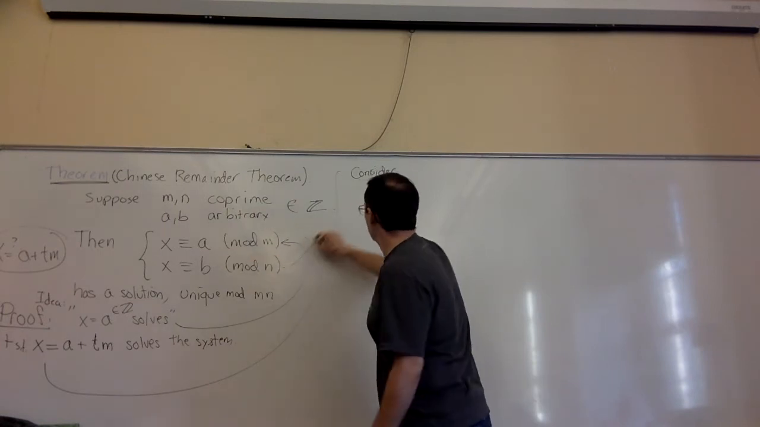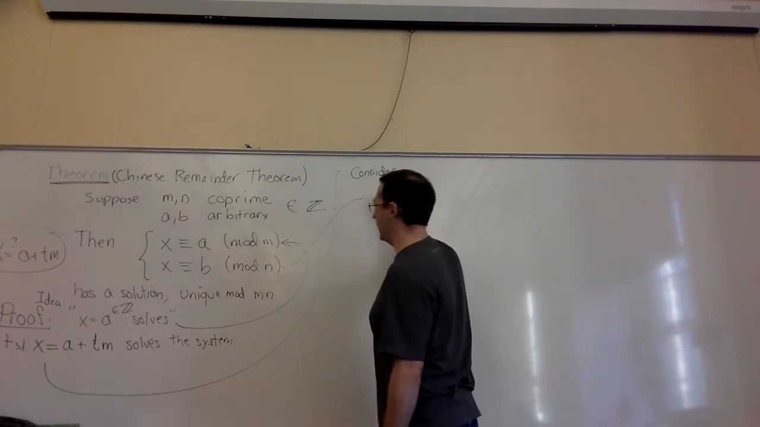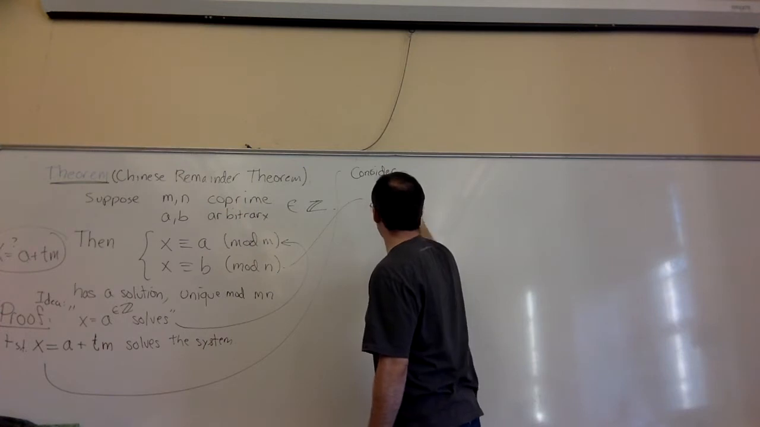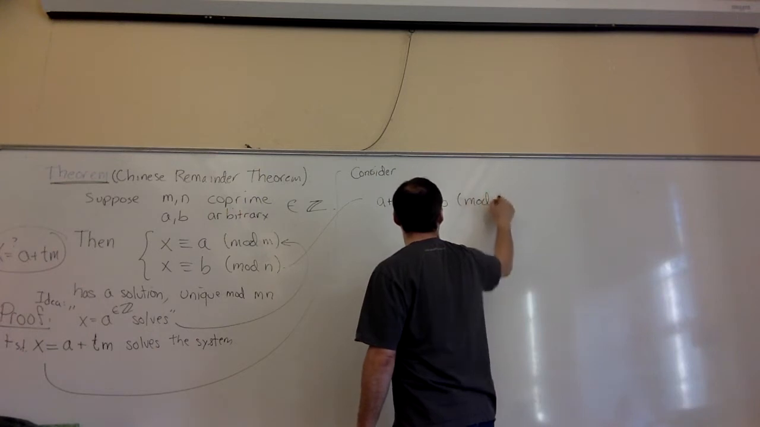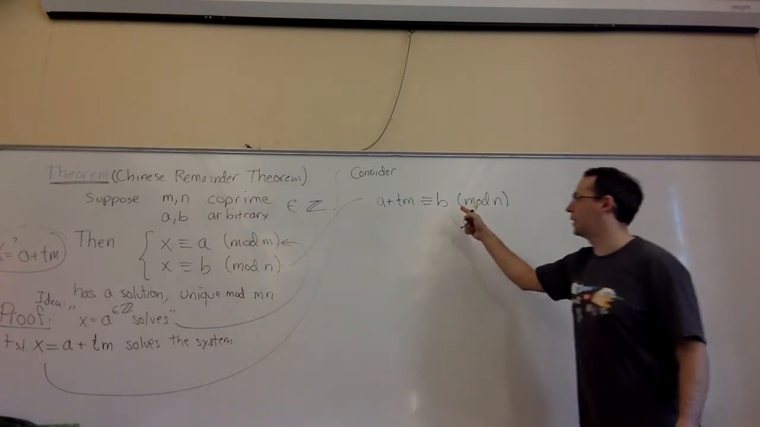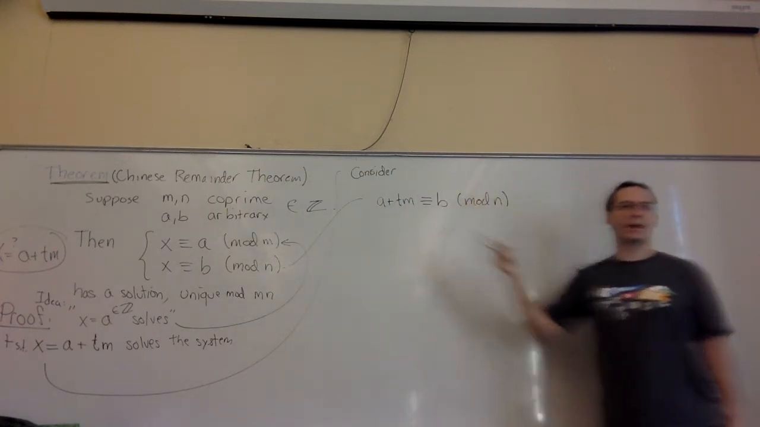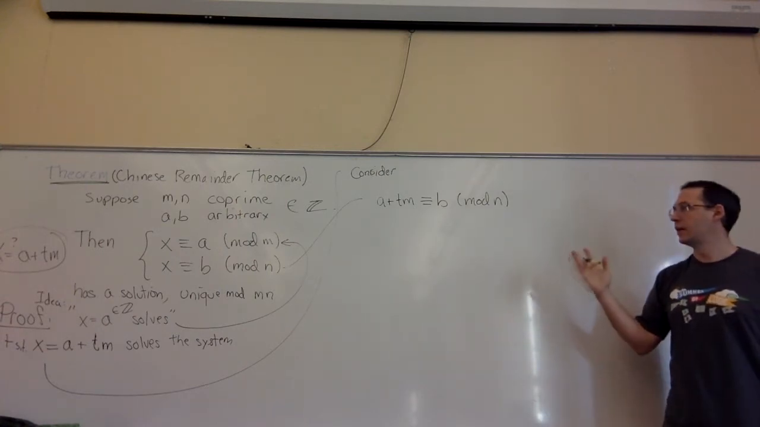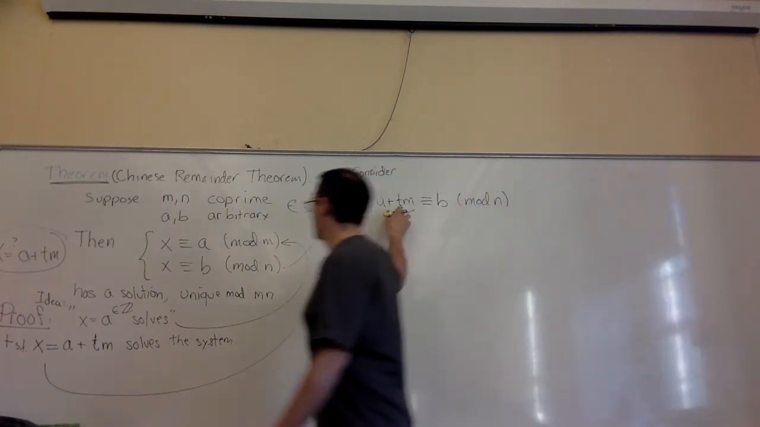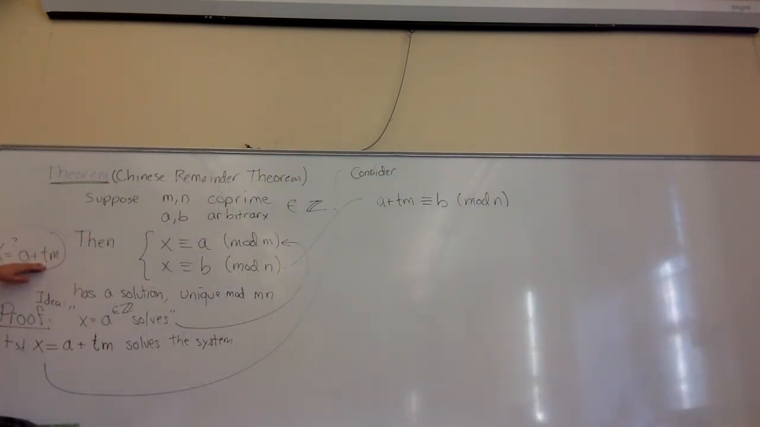So consider the second equation, and instead of writing x, I'm going to write a plus t times m, congruent to b mod n. We can prove that this equation has a solution in t, that is, there's some integer t that satisfies it. Then we just take that value of t and plug it back in here, and certainly that x will work in the first one, because we haven't messed it up at all, and it will also have to work in the second one, because that's exactly how we made it.